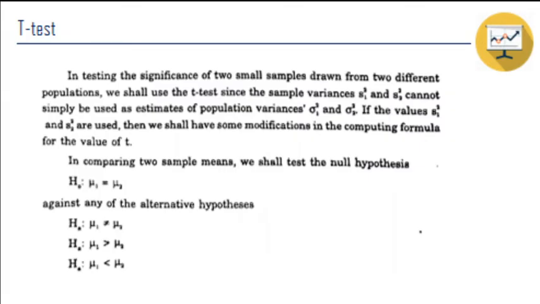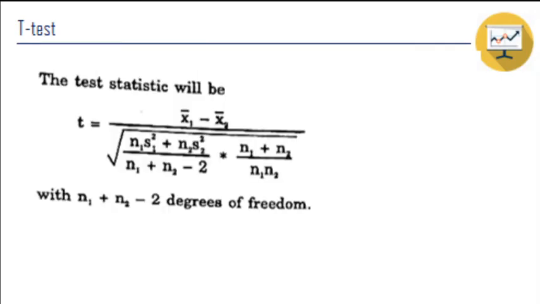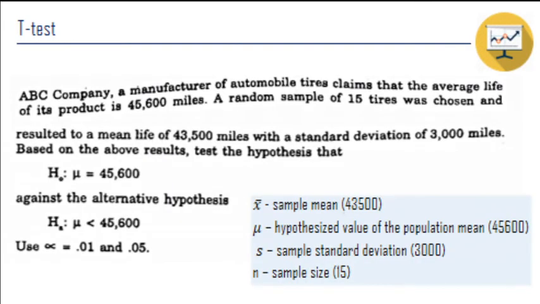In testing the significance of two small samples drawn from the two different populations, we shall use the t-test since the sample variances cannot simply be used as estimates of population variances. If the values of the sample variances are used, then we shall have some modifications in the computing formula for the value of t. In comparing two sample means, we shall test the null hypothesis against any of the alternative hypotheses. This is the formula on that case. Okay, let's take this example.